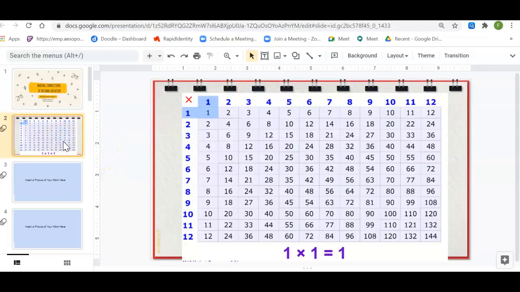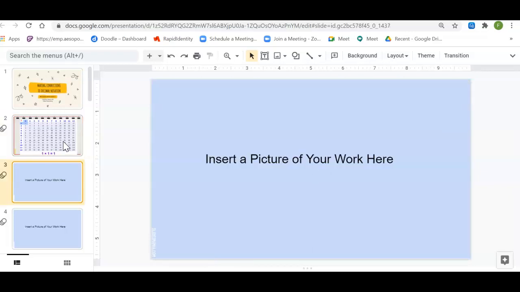All right, so on our next slide is our multiplication table as a resource for you, and the next two slides are places where you can insert a picture of your work so that your teacher can see your work. That's if you're working in your math binder or if you're completing your work in your notebook. In order for your teacher to see your work, take a picture of it and then insert it into one of these slides.